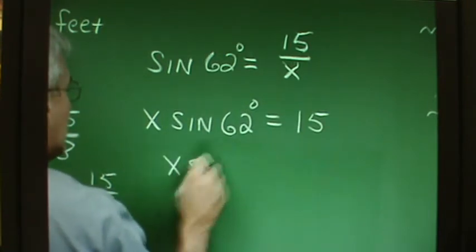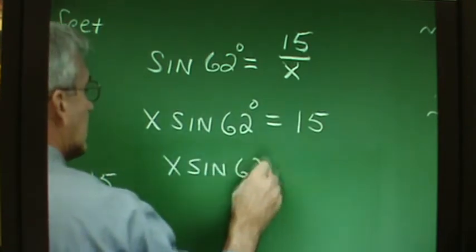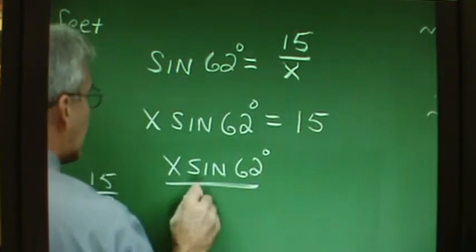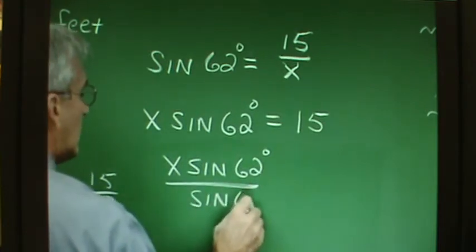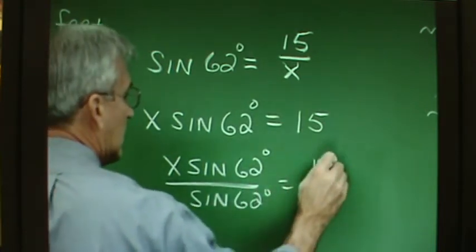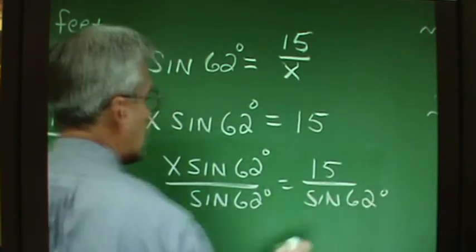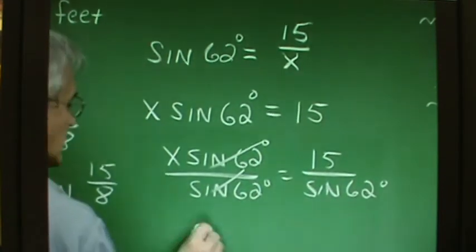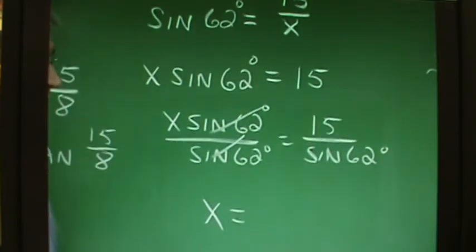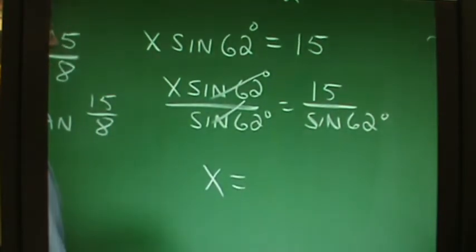So what we're really doing here is this. We're going to take that coefficient and divide it on both sides. So we have this. These go out, and so x then is this fraction. And now it's just a matter of punching the calculator.